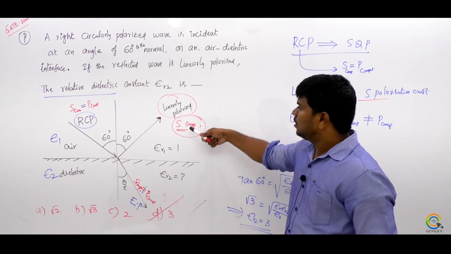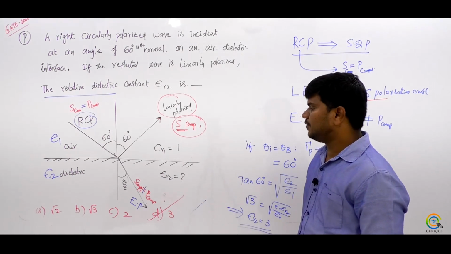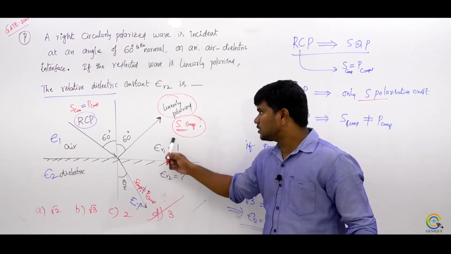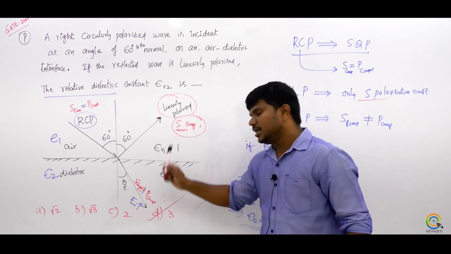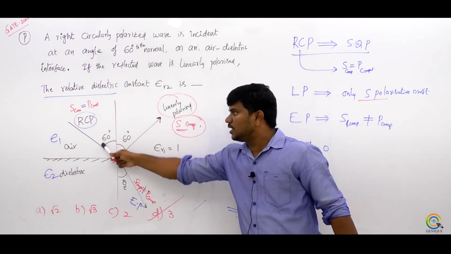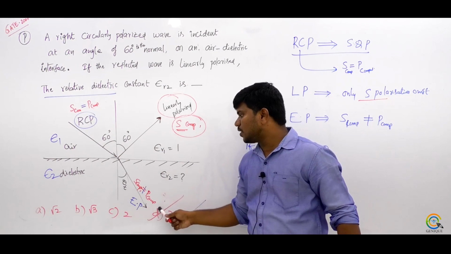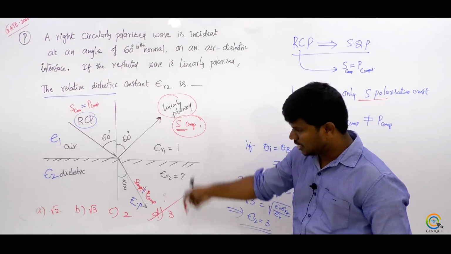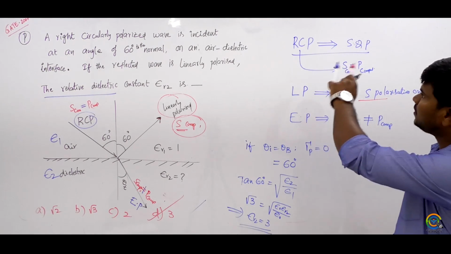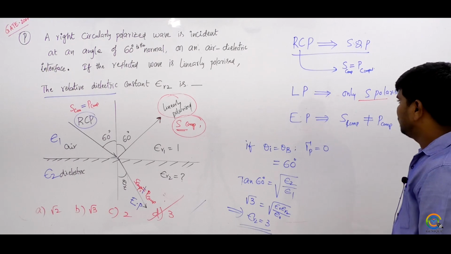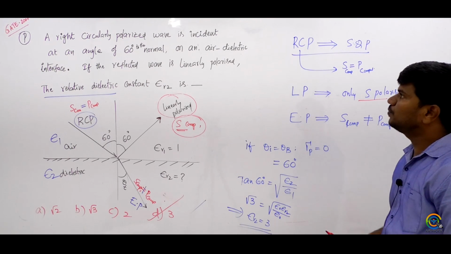Okay. So some portion of the S polarized wave will be reflected and some portion will be transmitted. But here, if we are incident at the Brewster's angle, the total P component will be transmitted. There is no reflection of the P polarized wave. Okay. So this is how you have to approach this type of questions. Okay. I hope you got this.